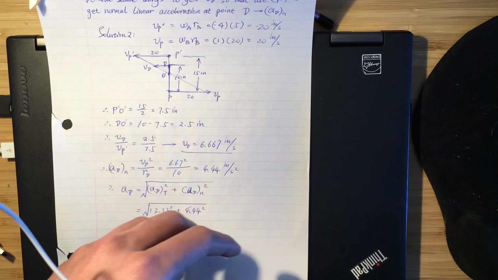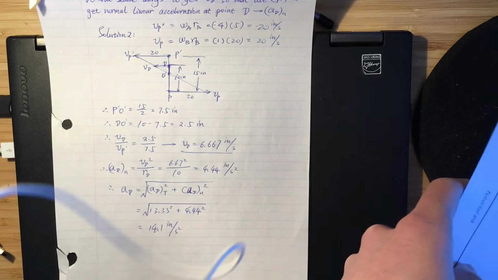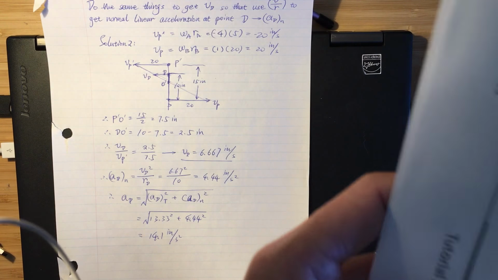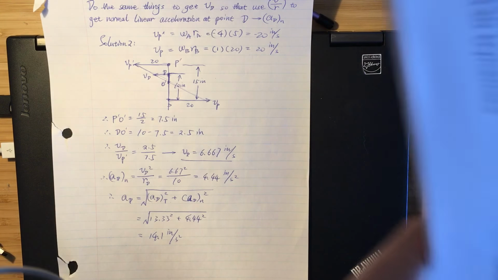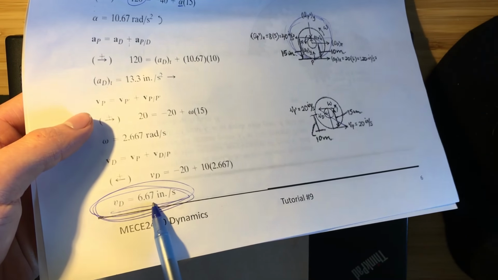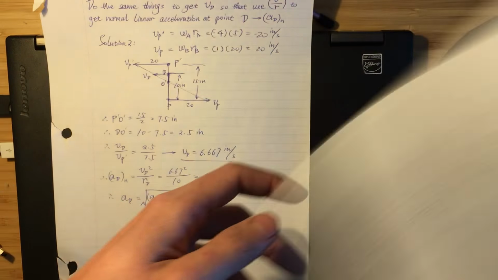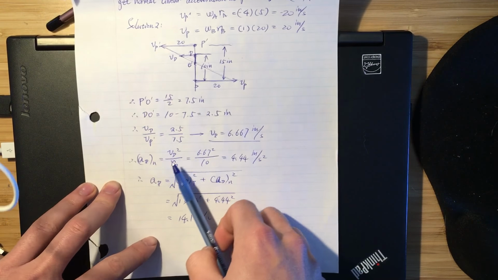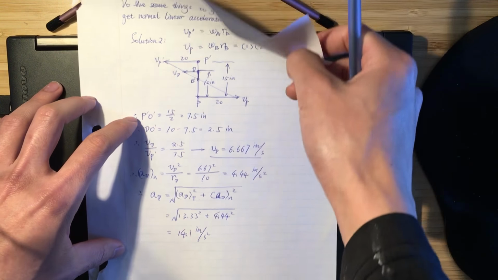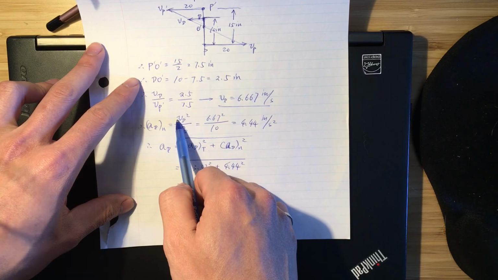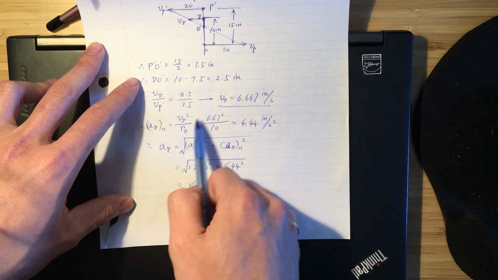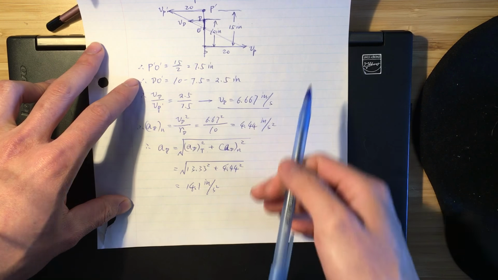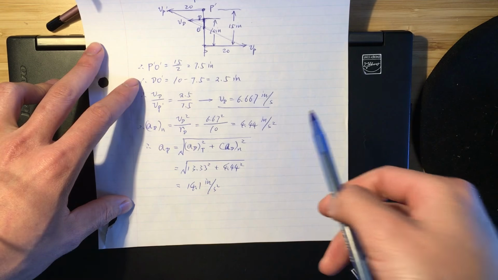If you have the solution manual, you can find my number is again exactly the same as the solution manual. I think it's here. Yeah, right. So it's 6.67 inch per second, exactly the same. Okay, so now we get VD, and we simply use the equation of the centripetal acceleration, which becomes VD squared over RD. We get 6.67 squared over 10, which is 4.44 inch per second squared.